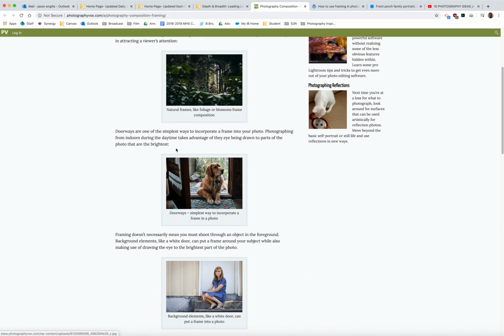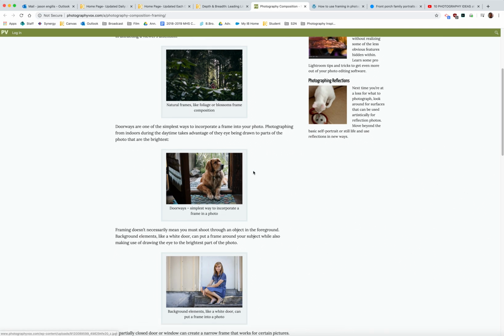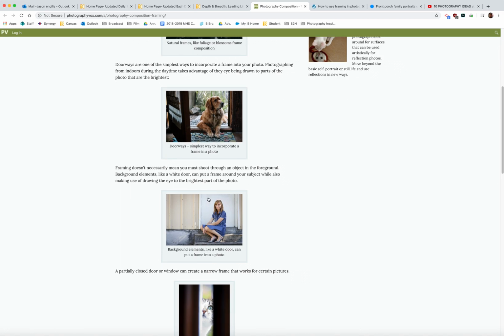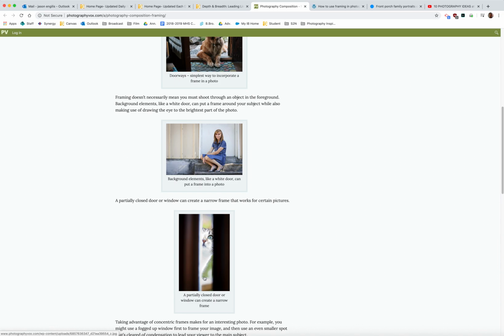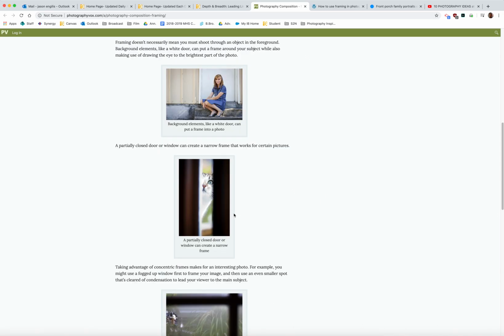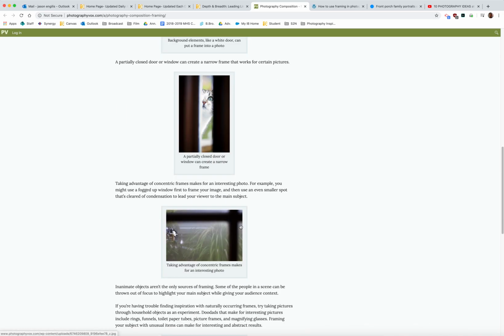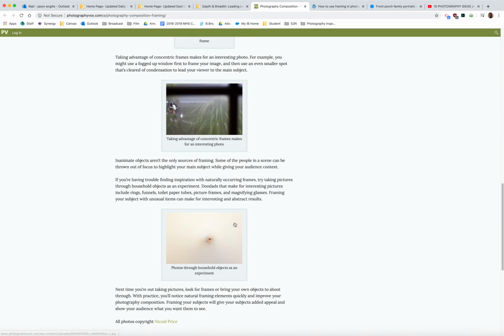In this one, it's not even a full frame, it's just the door being used as a frame for the dog. Background elements can frame, kind of going back to positive and negative space. Slivers can be used to frame, this door frame and the window frame. I'll move on. Other objects that you could use, I forgot what this was. Was this a toilet paper roll? But there are other things that you can use to frame subjects.